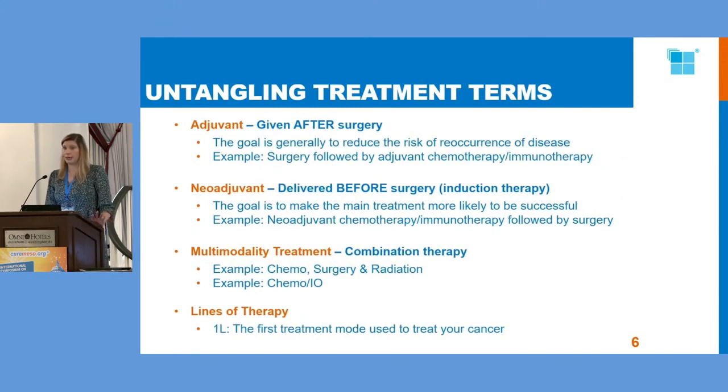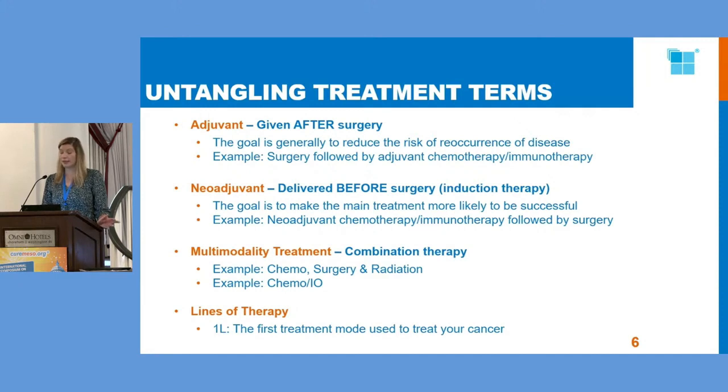Systemic treatment can be given in a whole number of combinations. It can be given in a whole different number of patterns. So let's talk about the way it can be given. So adjuvant treatment is given after surgery. The goal is to reduce the risk of recurrence of disease.